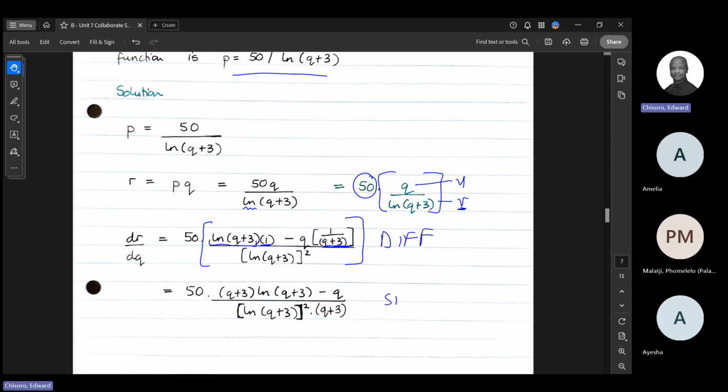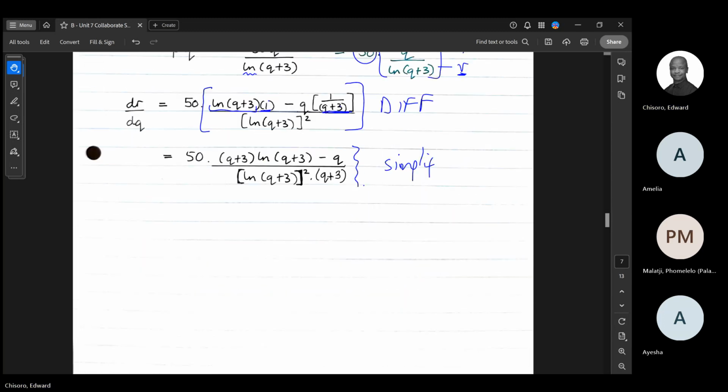And this is the simplification. Okay, so when we're simplifying, see there is a fraction on top of a fraction. So there's a fraction in the numerator. We multiplied everything by q plus 3 so that we don't end up with a fraction. And we ended up with this result. Okay. All right. So that was that problem.